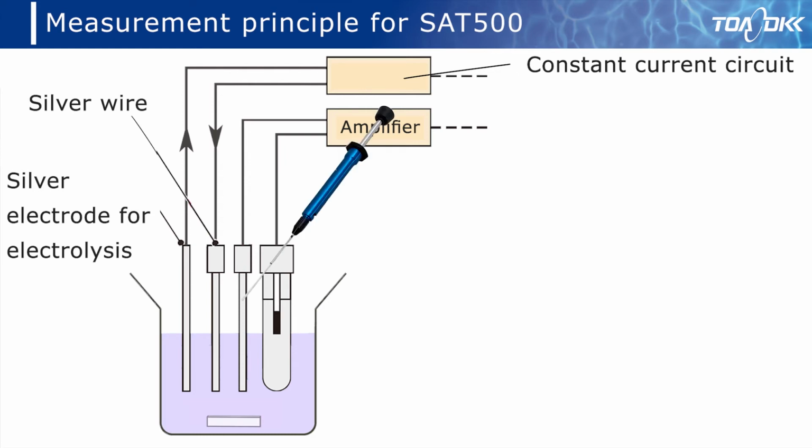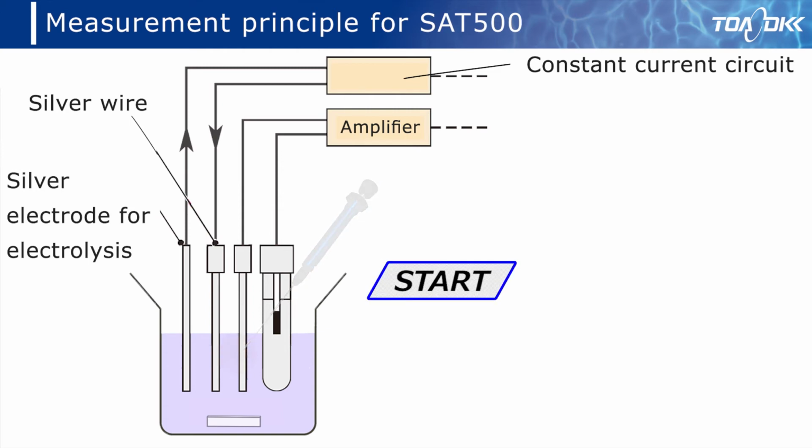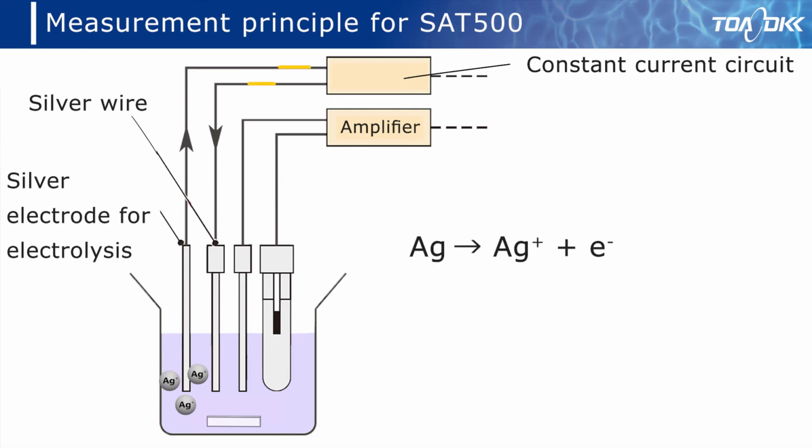When a sample containing chloride ions is injected into the electrolytic solution, the change in potential difference is detected and the measurement starts automatically. A certain amount of current flows between the silver electrode and the silver wire, and silver ions are generated from the silver wire with 100% current efficiency.